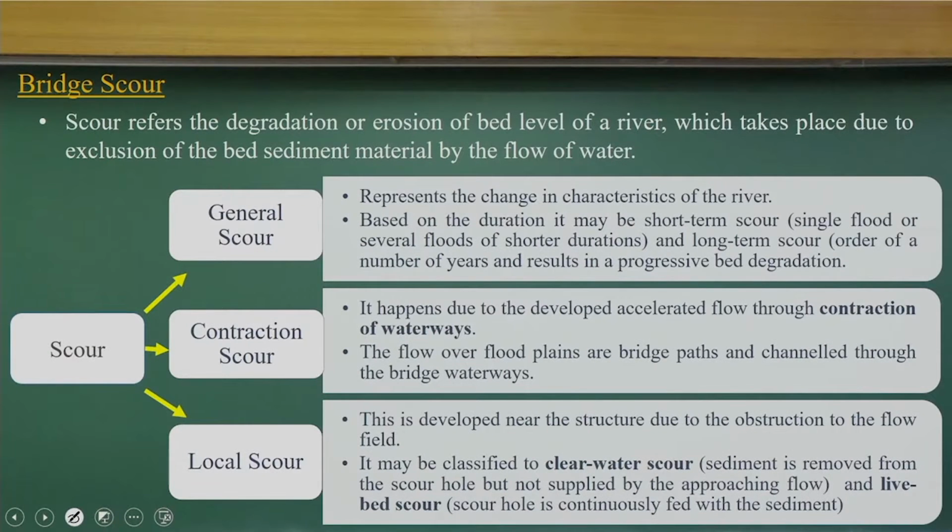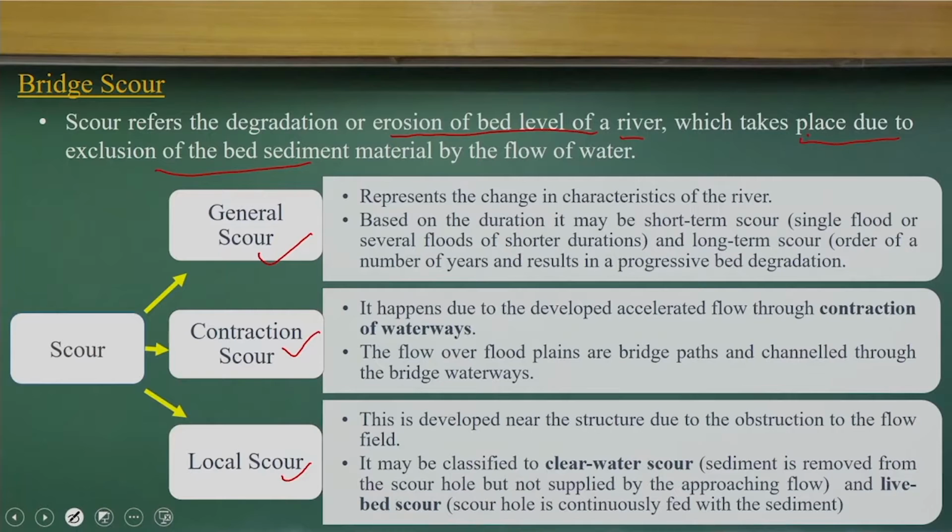Now if you go to the scours, what do you mean by scour? As I have shown you graphically, it is the erosion of the bed level of a river, which takes place due to the removal of the river bed materials by the flow of the water. That is a very basic definition. What types of scour happen? One is general scour, contraction scour and local scour.